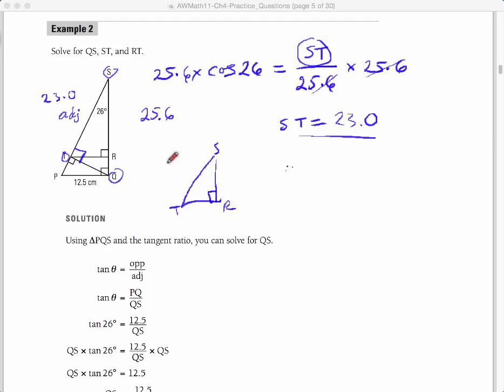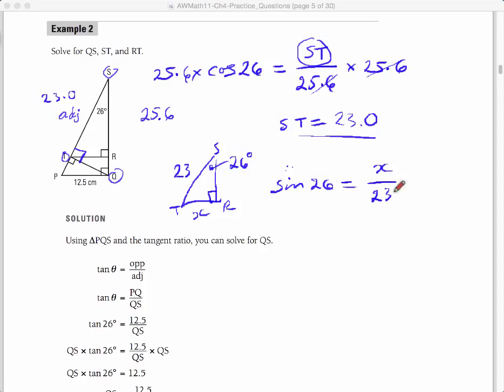In STR, this is 23. We don't know this side, but we don't need it because we have the angle here. It's 26 degrees, and we're trying to get TR, this side here, the unknown, call it X. So we have to involve X, it's the opposite, and we have the hypotenuse. That's sine. Sine of the angle is opposite, unknown, over 23.